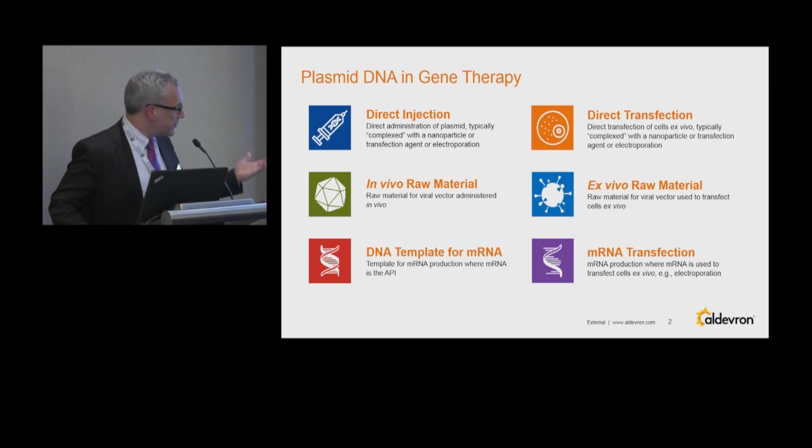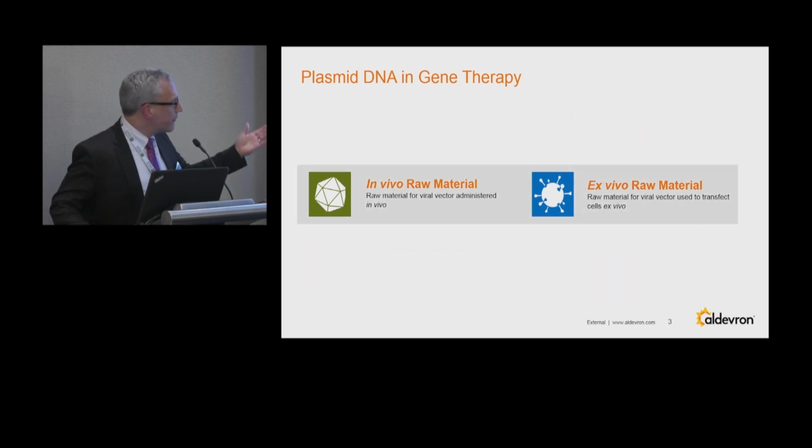Also used as a template for mRNA production, where the mRNA is the API, and also where our mRNA is transfected to a cell outside the body. So a lot of different uses for plasmid that we support. Today we're going to focus on these two areas where it's a raw material for a viral vector.